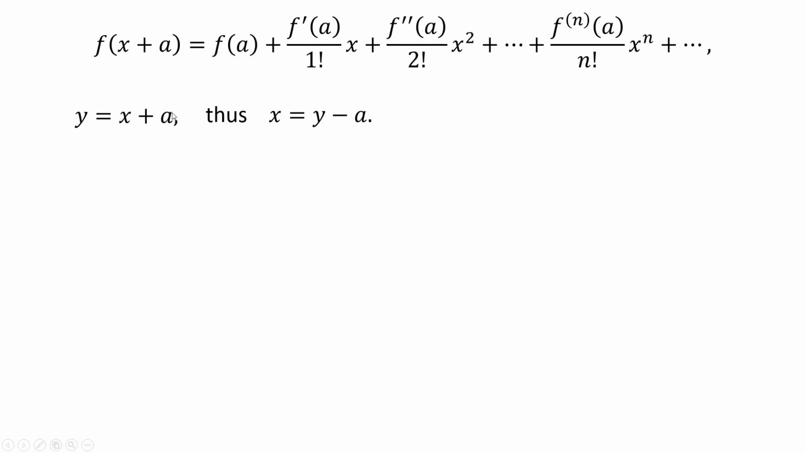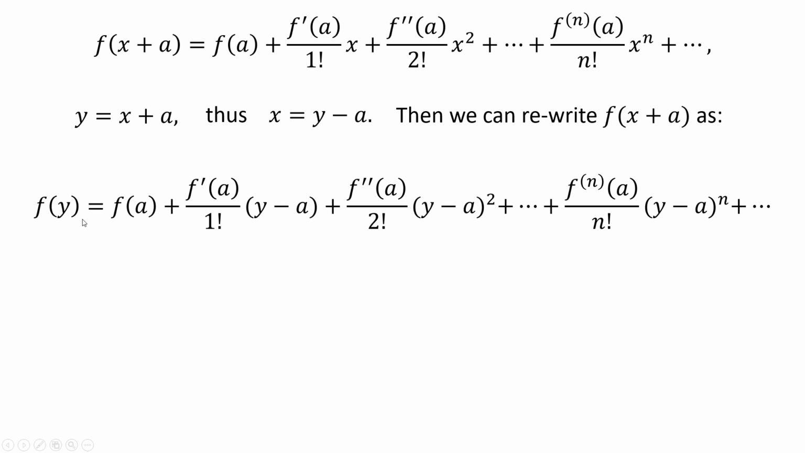So now, if we change all the variables to y's instead of x's, we get f of y, right? The x plus a becomes a y, and then the f of a stays the same, f dash of a stays the same, but the x's become y minus a's, right? Y minus a, then x squared becomes y minus a squared, x to the n becomes y minus a to the n.